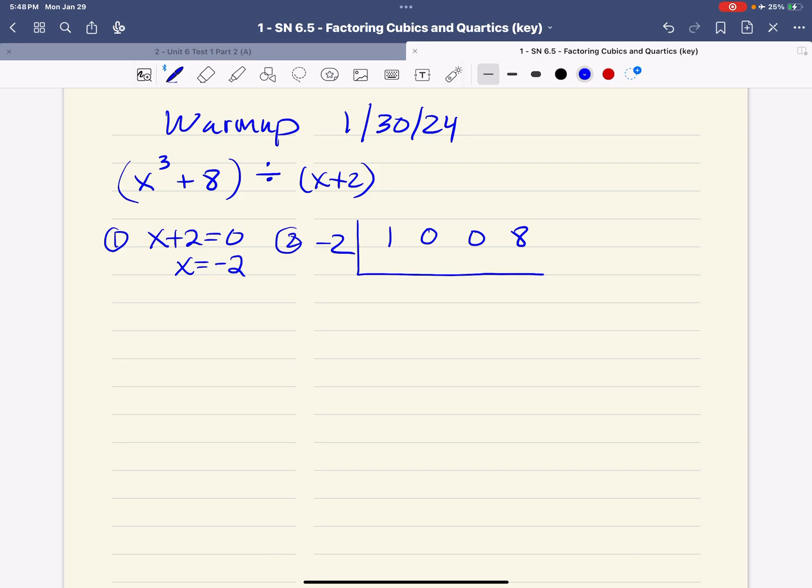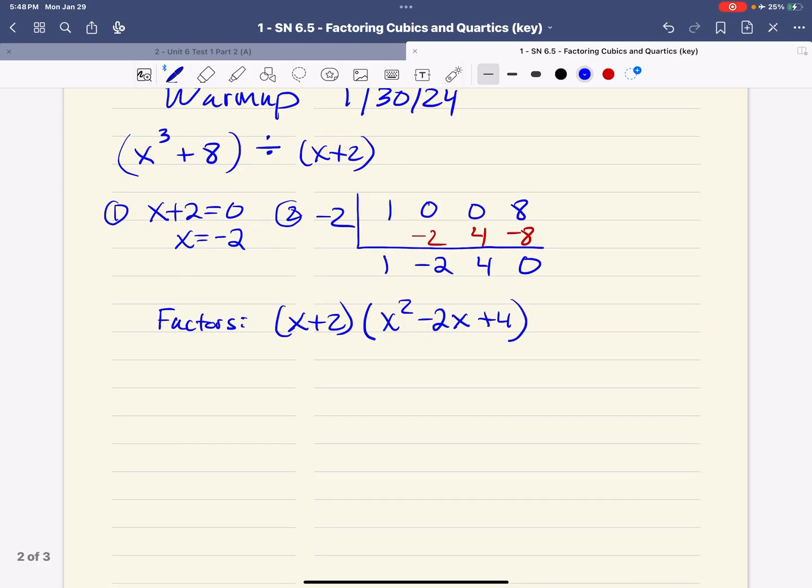Okay, so I hope you're done, and let's see. We brought down the 1, -2 times 1 is -2. Add that up, we get -2. -2 times -2 is 4. Add that up, and we get 4. -2 times 4 is -8. Add that up, and we get 0. So we know that the factors of this are x plus 2, and then the answer, which is another factor, is x squared minus 2x plus 4.